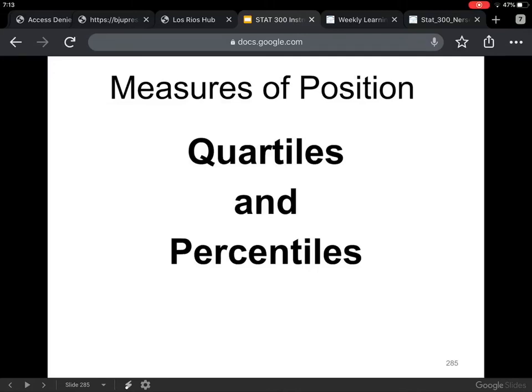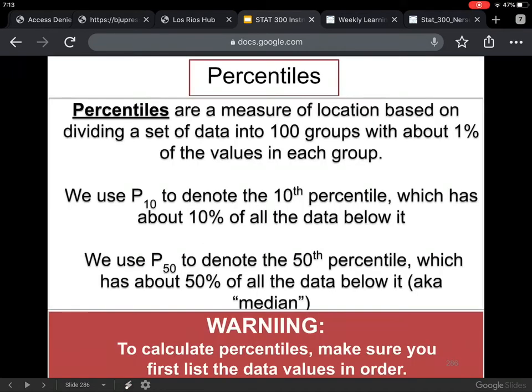Okay, in this video, the second half of section 3.4, we're going to take a look at another measure of position, here, quartiles and percentiles. And just as their prefixes state, we're going to take a look at hundredths, so which percentile are you in, or which quartile are you in? They're very much related, and so we're going to take a look at them one right after the other.